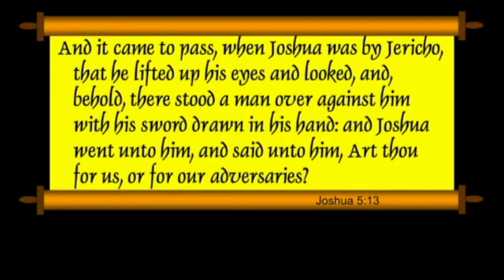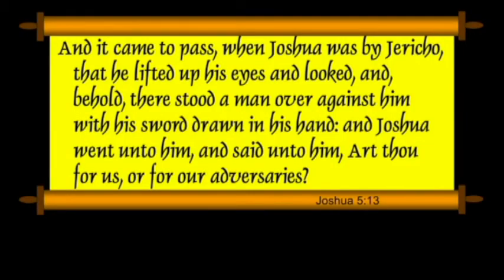But getting back to this issue, when you look at Joshua chapter 5, it says, "And it came to pass when Joshua was by Jericho, that he lifted up his eyes and looked." This is all before the Battle of Jericho, by the way. This is in chapter 5. The Battle of Jericho occurs in chapter 6. "And behold, there stood a man over against him with his sword drawn in his hand." So picture Josh. He's standing sentry duty, and here's a stranger with his sword drawn.